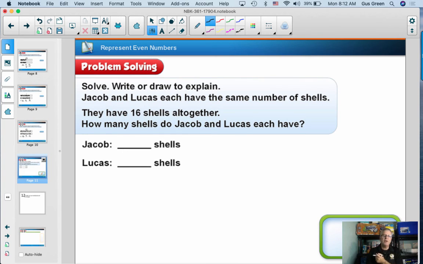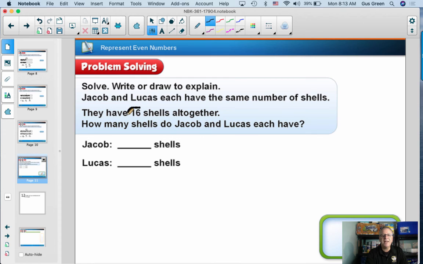Okay, the last problem we're going to do together will be solve and write, a little problem solving, and let's start by reading it. Jacob and Lucas each have the same number of shells. They have 16 shells altogether. How many shells do Jacob and Lucas each have?